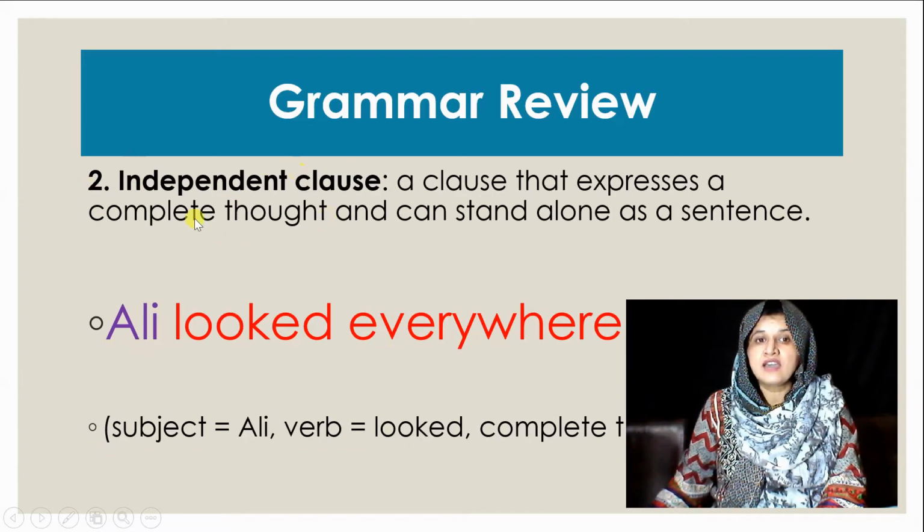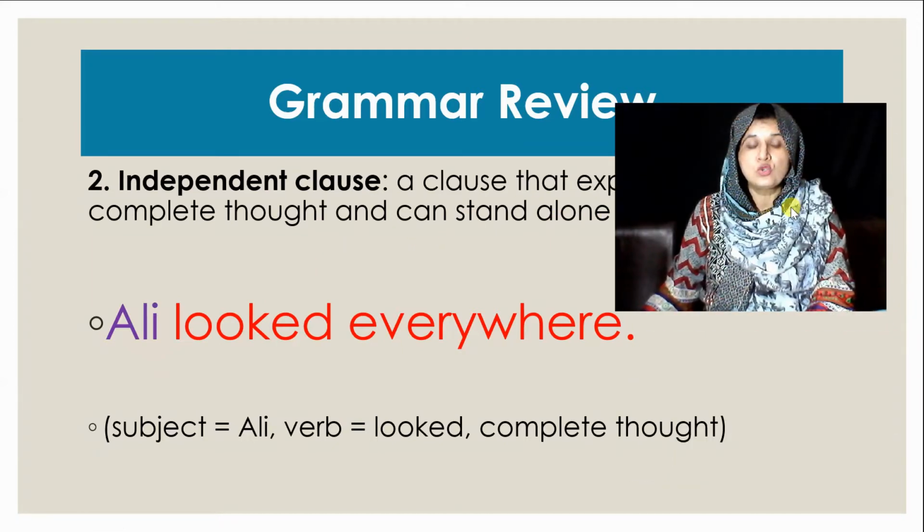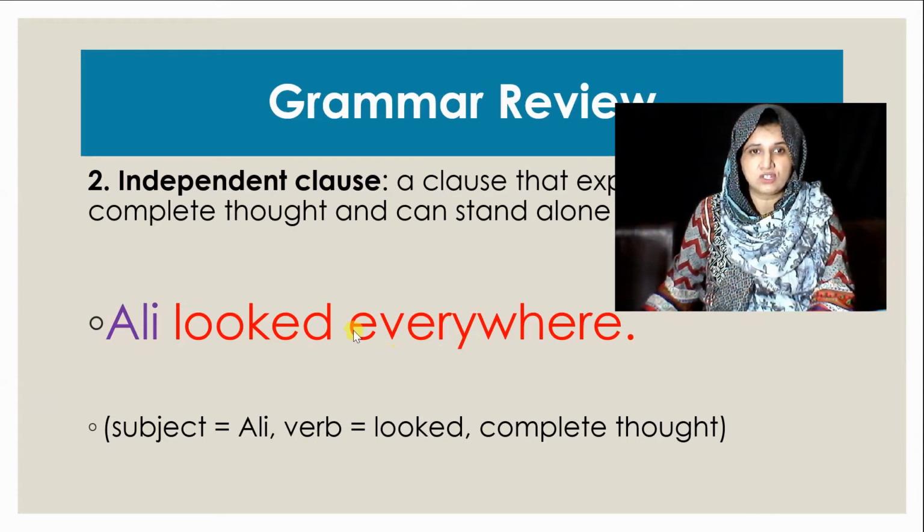The clauses are of two types. Number one, independent clause, a clause that expresses a complete thought and can stand alone as a sentence. So an independent clause has a subject predicate combination along with a complete thought. Here you can see Ali looked everywhere. Ali is the subject while looked everywhere is the predicate, and you can see that this independent clause is giving us a complete thought. That's why it is called an independent clause.